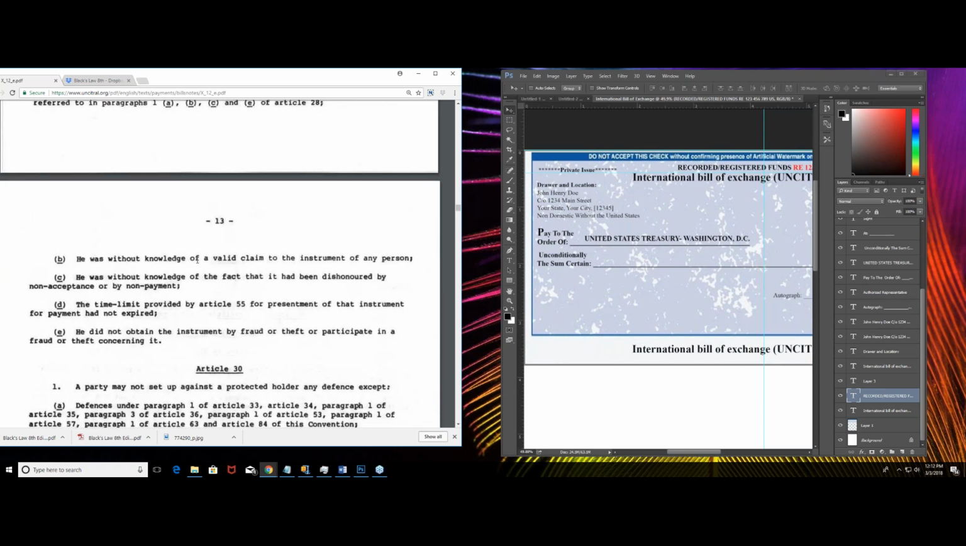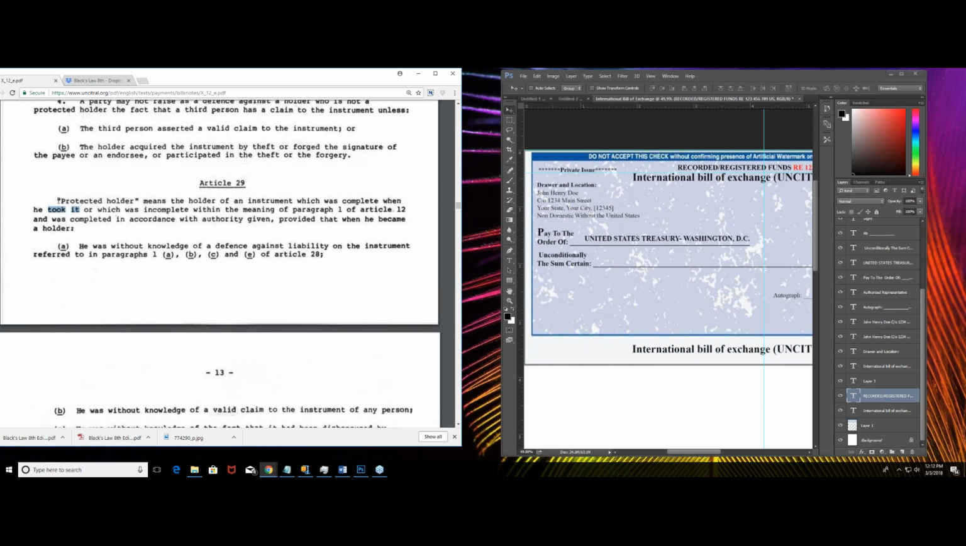B, he was without knowledge of a valid claim to the instrument of any person. C, he was without knowledge of the fact it had been dishonored by non-acceptance or by non-payment. D, the time limit provided by Article 55 for presentment of the instrument for payment had not expired. And E, he did not obtain the instrument by fraud or theft or participate in a fraud or theft concerning it. Now, this is what is called a protected holder.